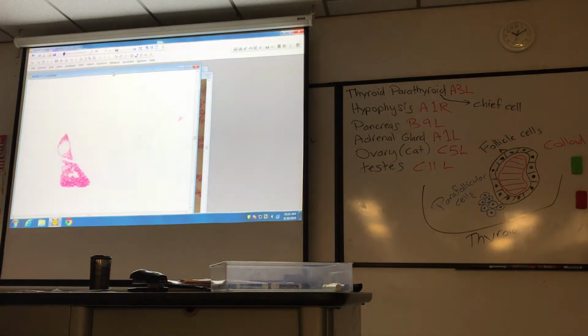The next slide is, we did thyroid and parathyroid. Let's do hypophysis. Let me get my little slide cleaner here. This one's a little dusty.